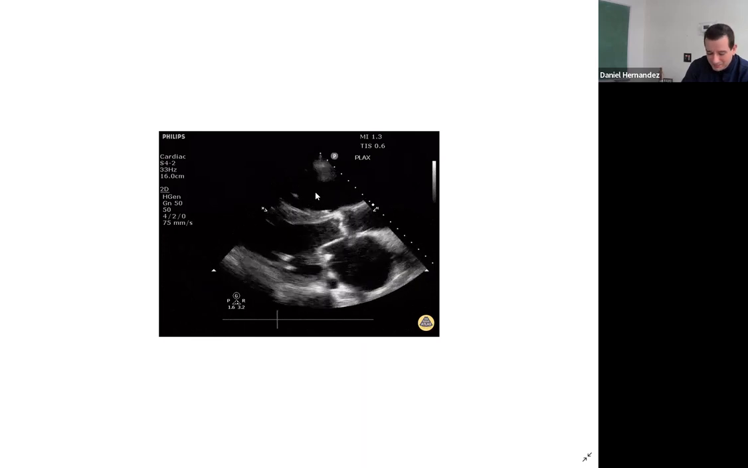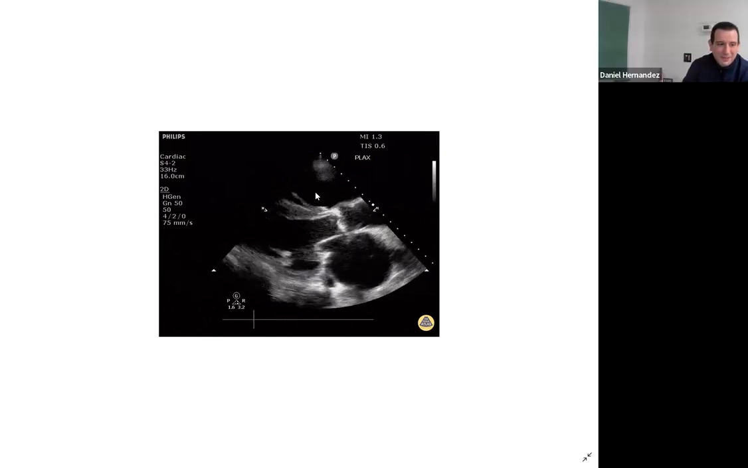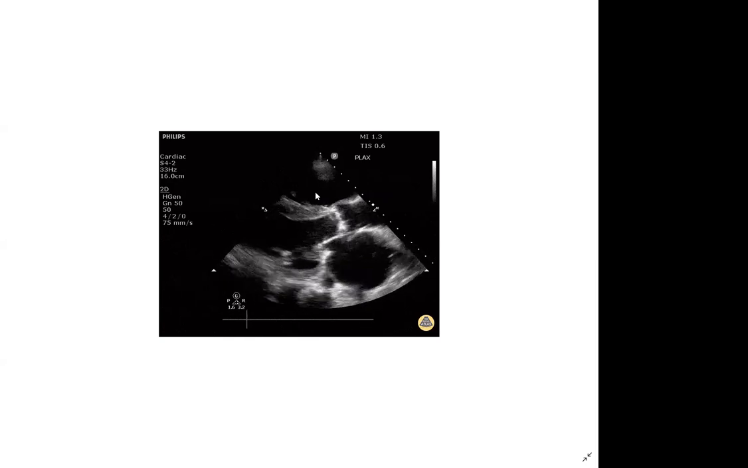You see anything else, Mary? All right, comment. Did we already say the left atrium? No, yep. Okay, it looks dilated to me. Definitely, absolutely, it looks huge. Left atrial dilatation.